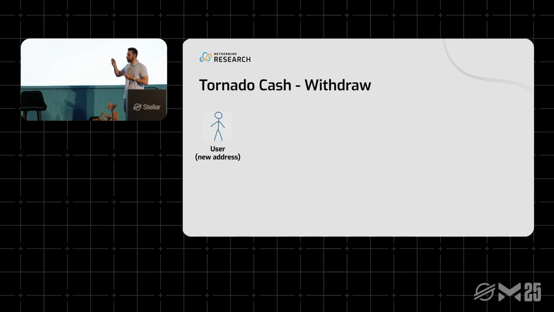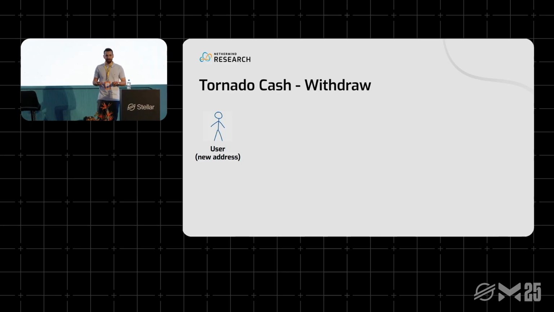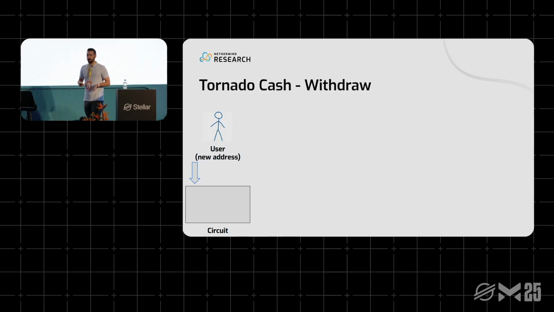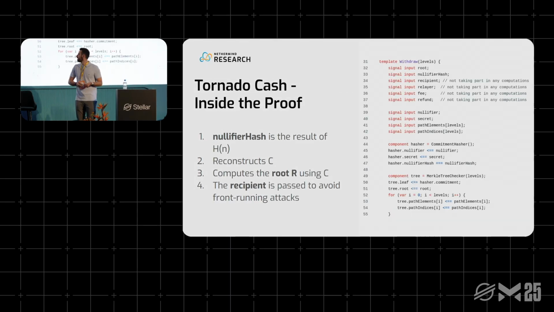The user with a new address, it's very important to have a new address for relatively self-explanatory reasons. If you use your old address, there's no point, you de-anonymize everything. The user needs to create a proof through a circuit. Here's an example on my left of how a circuit looks. This is actually the circuit from Tornado Cash, which you don't need to understand exactly, but it hashes the nullifier and creates something called the nullifier hash. It reconstructs the commitment, and using the commitment, it recreates the Merkle tree root.